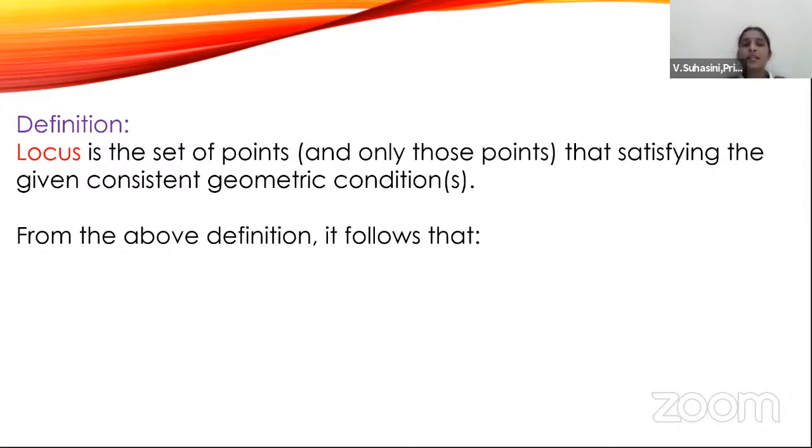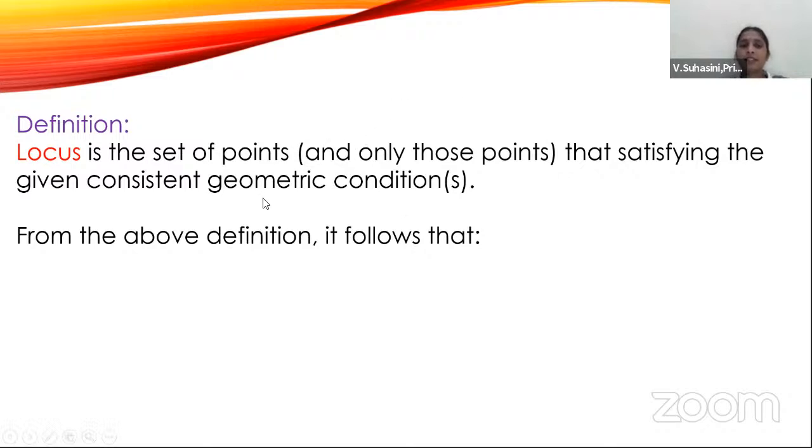You have to remember two important points. What is that? Locus is about the points, and which points? The points which follow a geometric condition is point number 1. And point number 2, the points follow a condition. Which condition? Consistent geometric condition. Is this clear for you all, children? This is the definition of the locus.